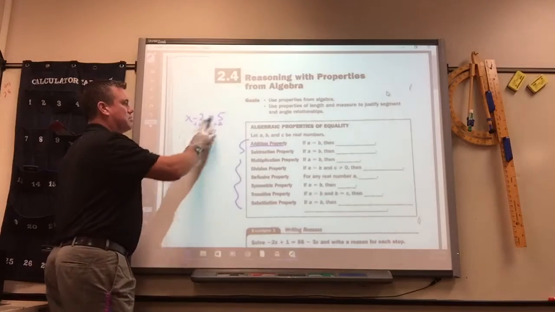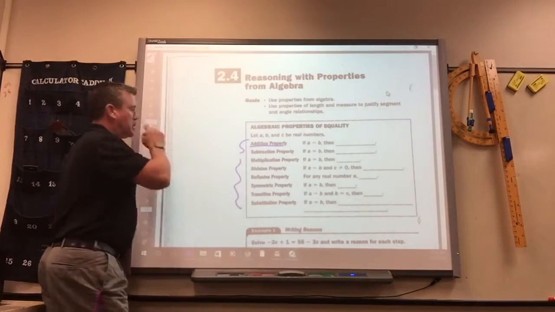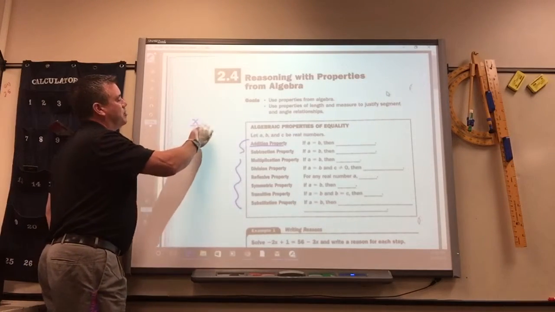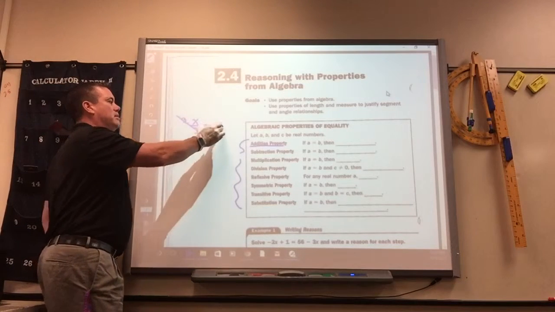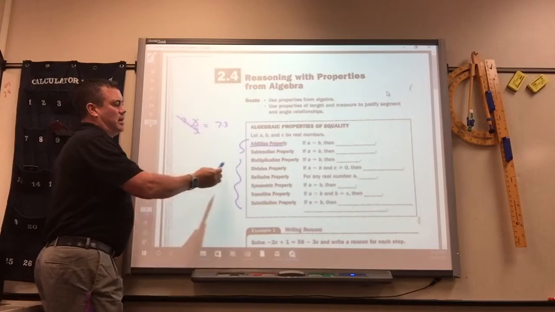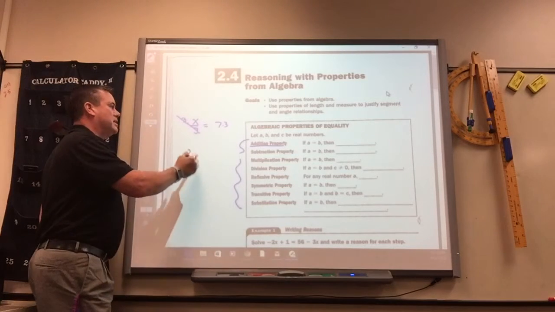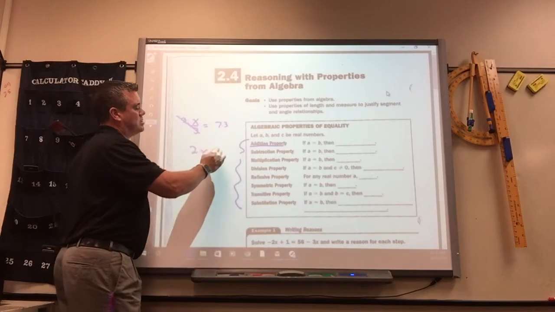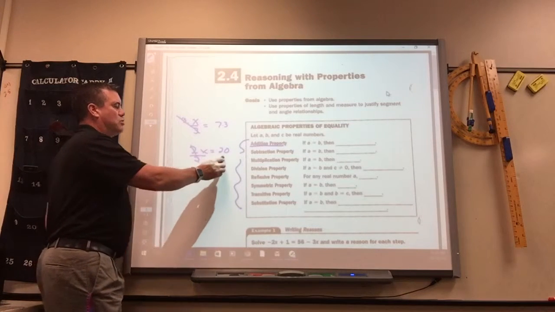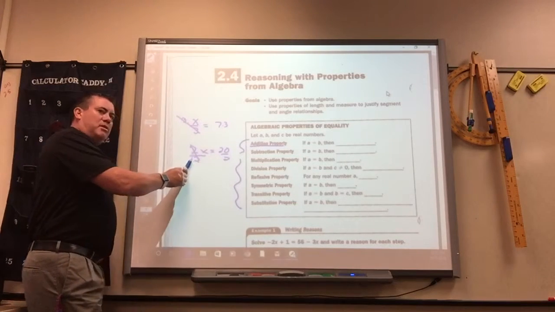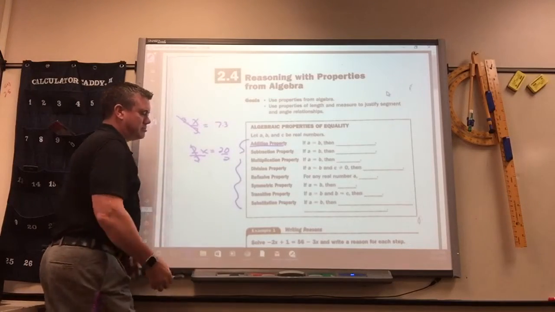Multiplication and the division property is the same thing. If you got x divided by 3 equals 7, in order to solve it, you multiply by 3. So that's the multiplication property. If you've got 2x equals 20, to solve it, you divide by 2. Whatever you divide by one side, you divide by the other.